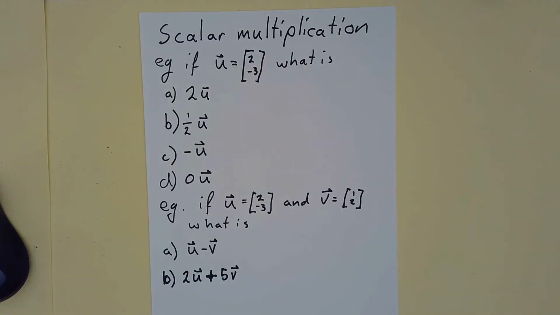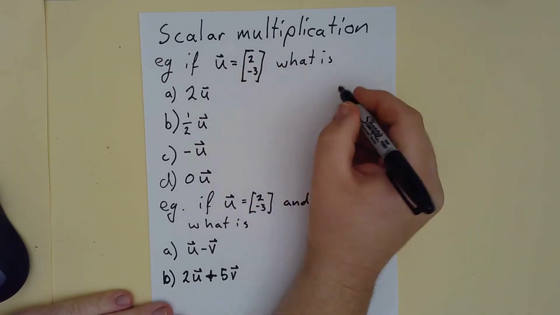All right, so now we're going to look at scalar multiplication. What is scalar multiplication? Well, it's scaling a vector. It's changing the scale, changing the length. It has no effect on the direction. All it's going to do is scale up or down or reverse the vector.